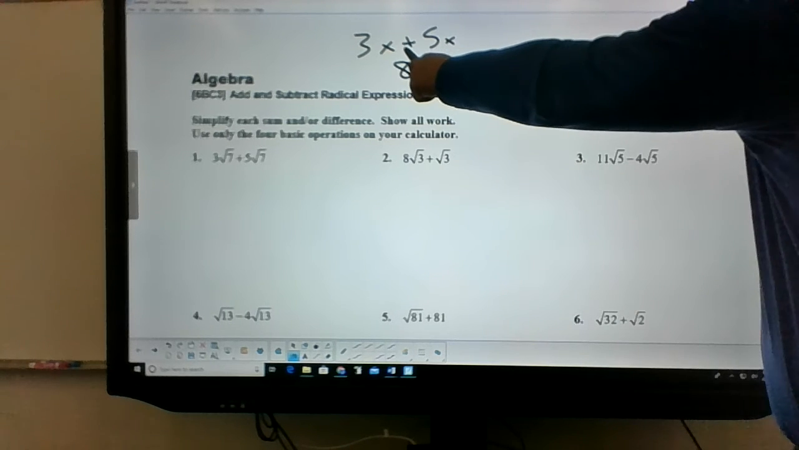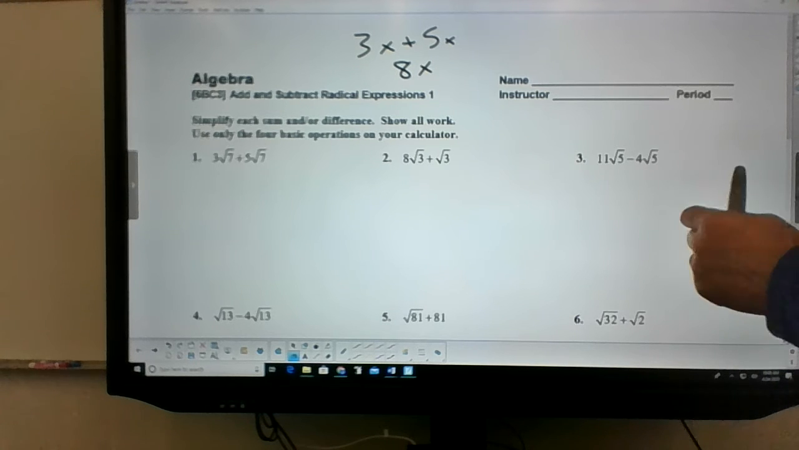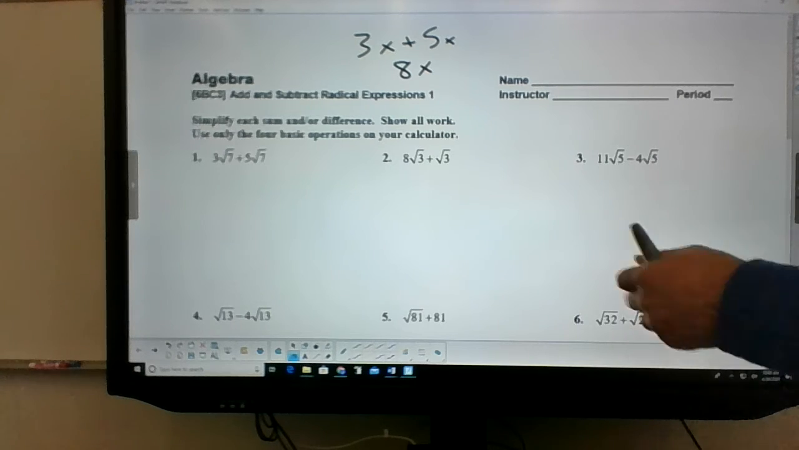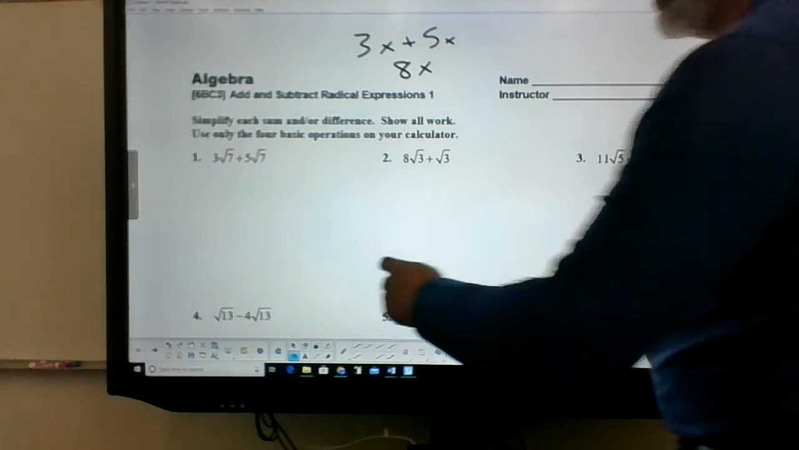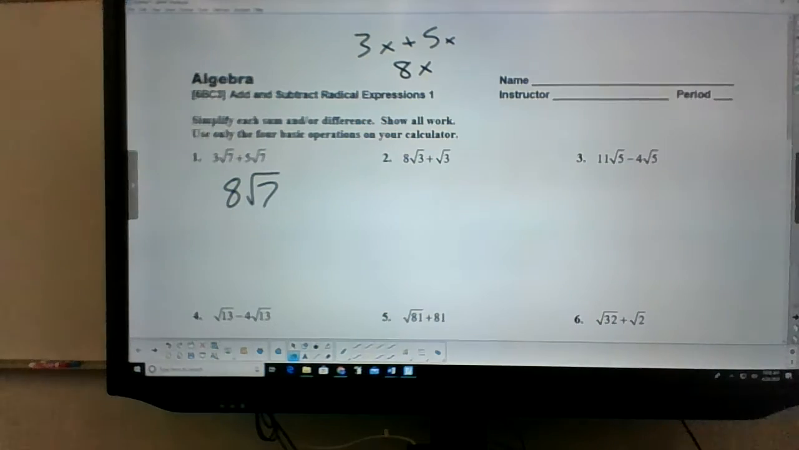Just like here, we had to have like terms to be able to add them together. The x and the x had to be the same. The variables had to be the same. The radicals have to be the same. So this does work to be 8 radical 7. Again, no multiplying, it's all adding. The inside stays. Radical 7 and radical 7 stays radical 7.